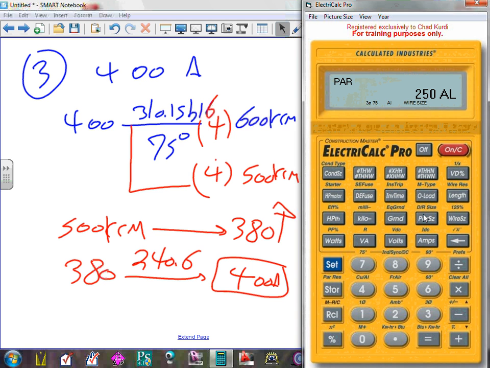350. Okay, obviously I did copper, so I'm going to go back, set it to copper. Did I parallel? I didn't parallel, so I went directly to wire size, 600 kcmil copper. Any question, guys, about this? Any question?